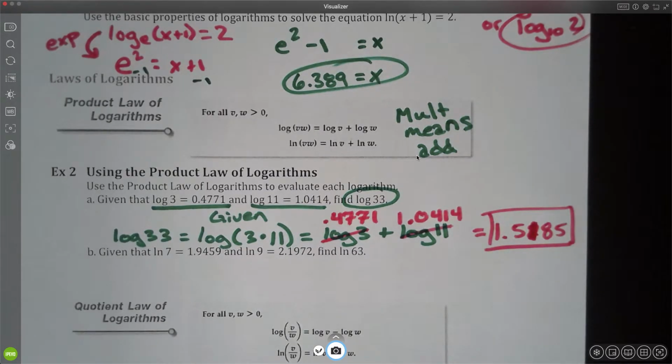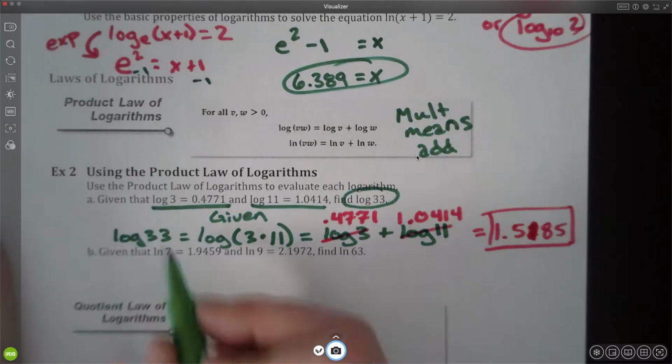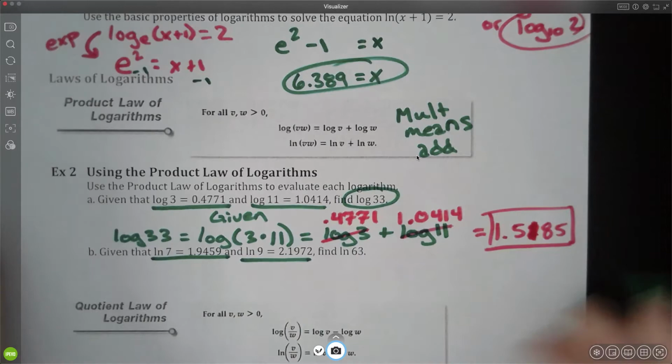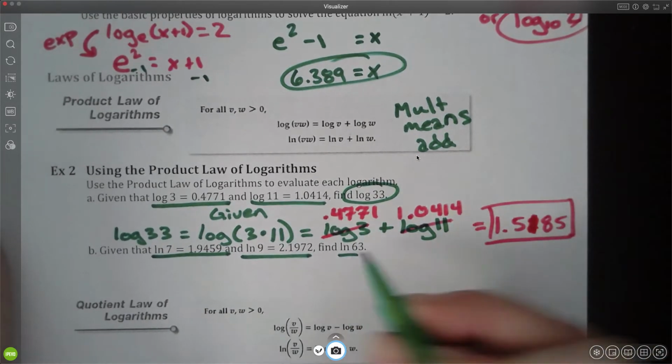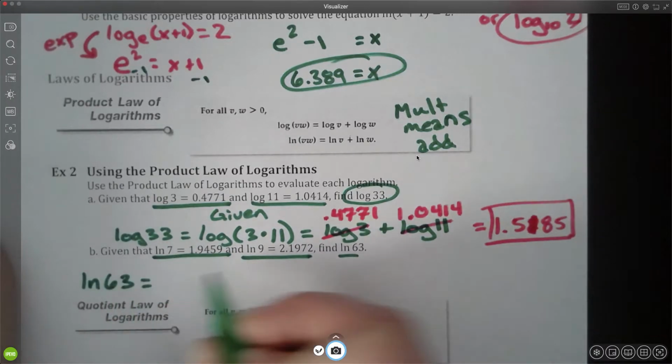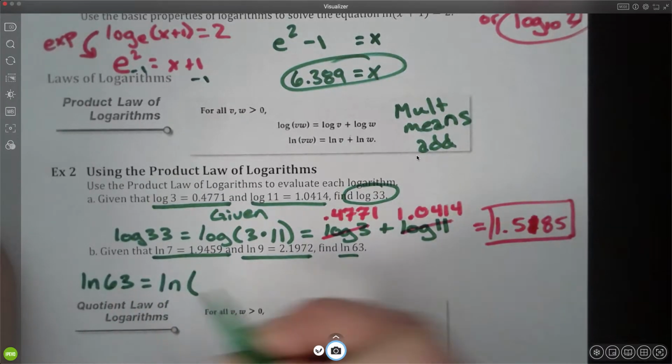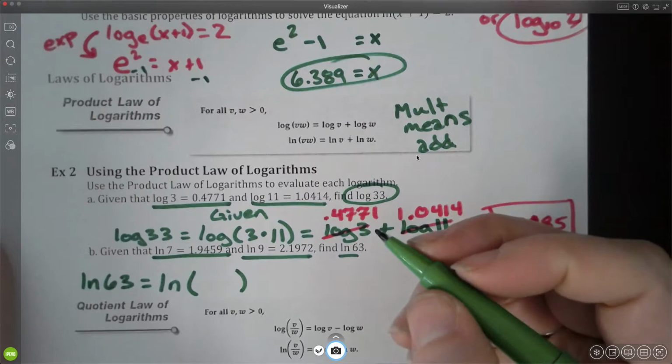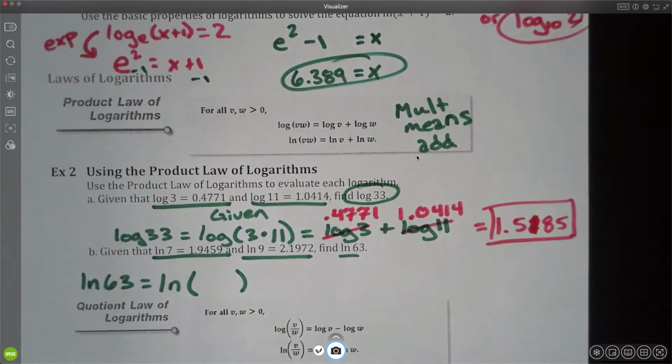Okay, same thing for this next one. They give you ln7, they give you ln9. Okay, and we want to do ln63. So I'm going to write out all my steps again. ln63. How can we write ln63? Now, this one, since it's already written in ln, like ln7, ln9 is written as ln, this one I'm not going to change to log. Nope, I don't need to. I'm just going to rewrite 63 in terms of 7 and 9.